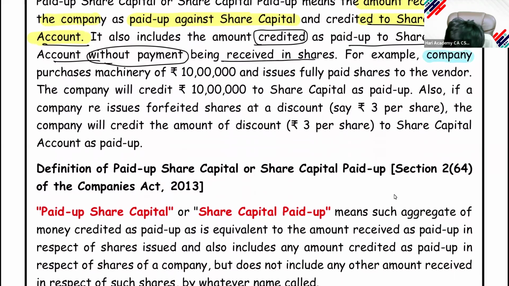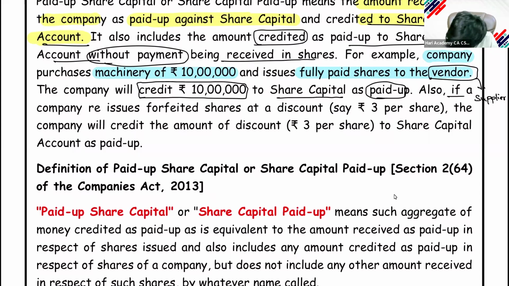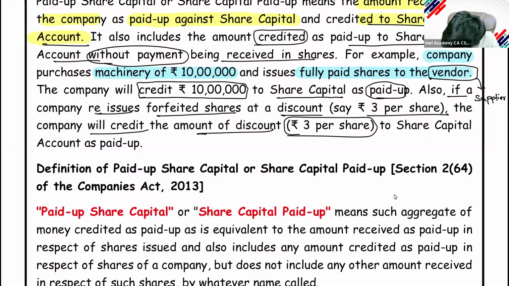For example, a company purchases machinery of rupees 10 lakh. Ten lakh worth of machinery they have purchased and issued fully paid shares to the vendor. Who is the vendor? The vendor is a supplier. So the company will credit 10 lakh to share capital as paid up. Also, if a company reissues forfeited shares at a discount of rupees 3 per share, the company will credit the discount amount of rupees 3 per share to share capital, because that is a gain for them. So they will credit it as paid up.